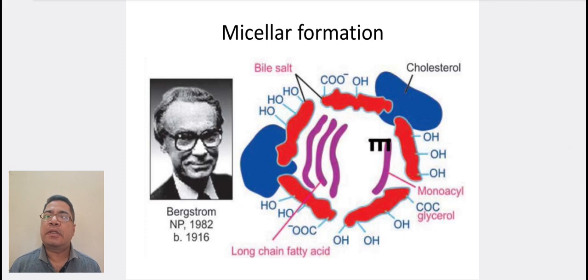Here we can see the micellar formation. The micelle is formed by bile salts, which is red in color. Inside the bile salts, there are long-chain fatty acids and monoacylglycerol, and cholesterol is situated at the door of the circle.